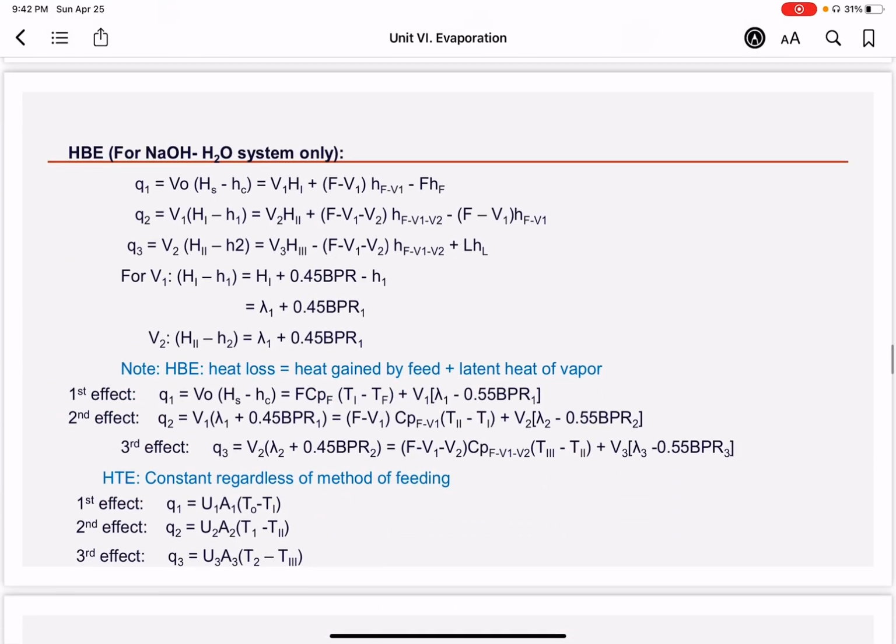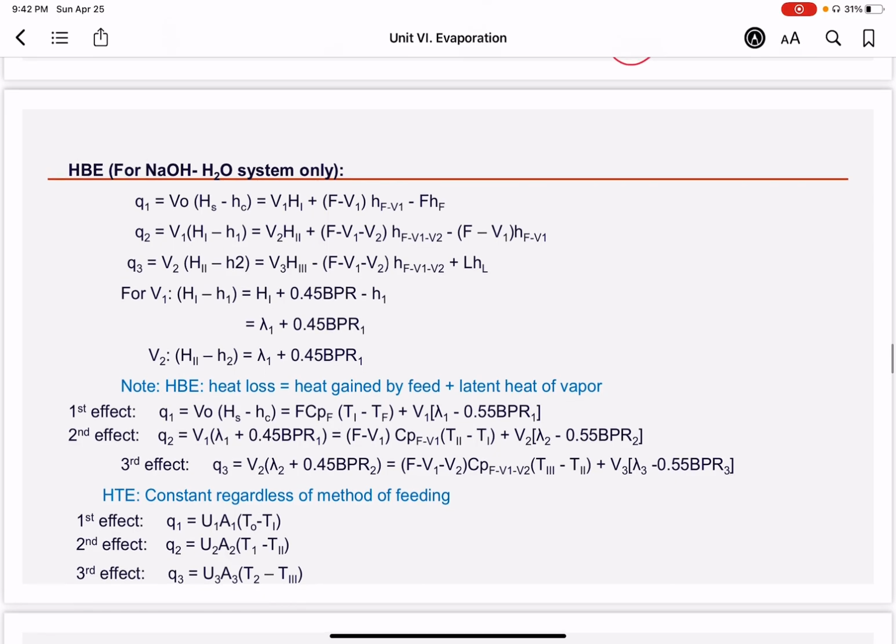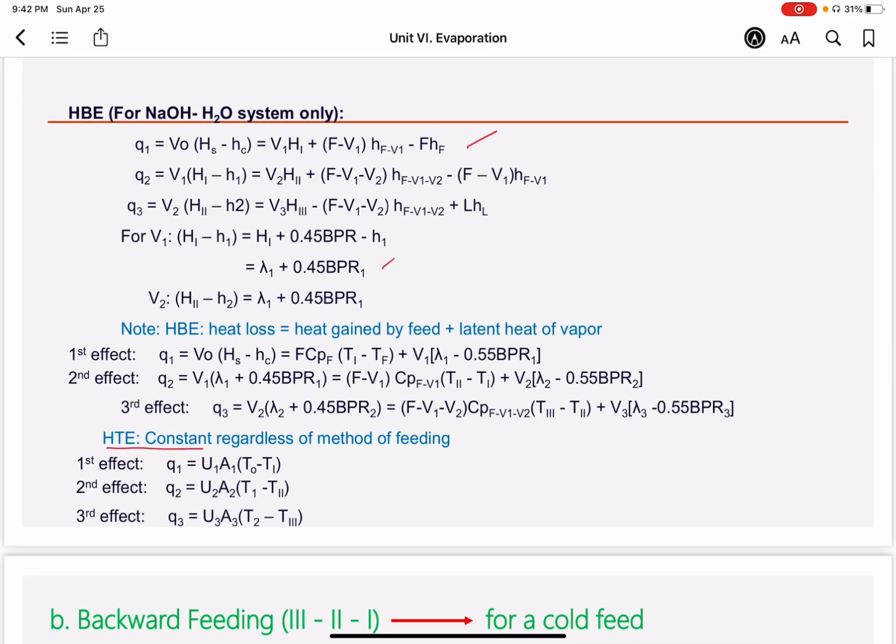Now, we talk about HBE for your NaOH water system. So ganun lang, balancing lang din: VOHS minus HE, V1H1, F minus V1, and so on. So applying your equation for your BPR, you finally get the equation. I think this one is given in your module. Okay? And last but not the least is your HTE, which is constant regardless of the method of feeding. So this is all equivalent, either you have a forward feeding, a backward feeding, or a mixed feeding.